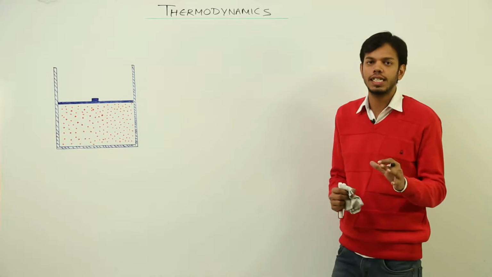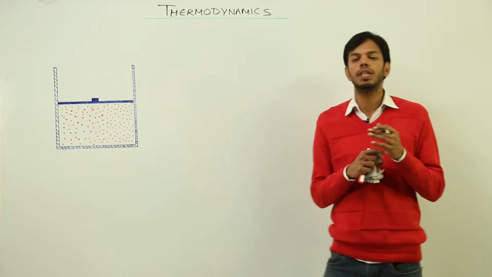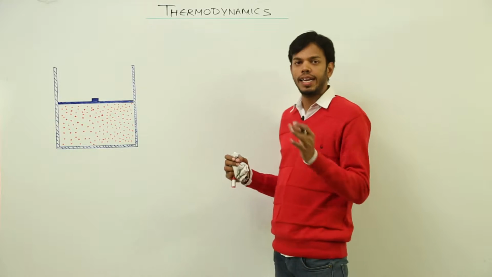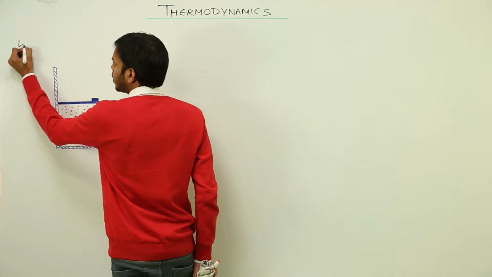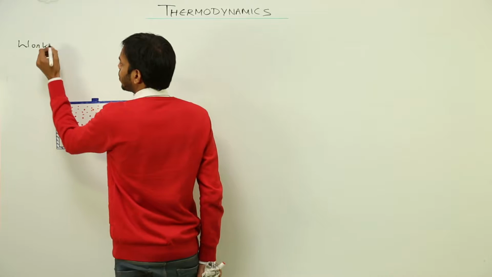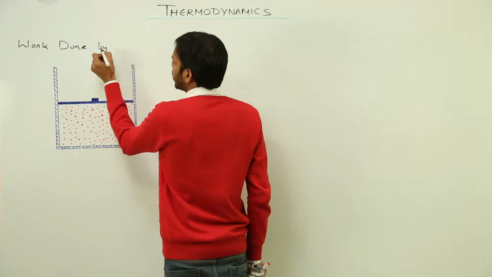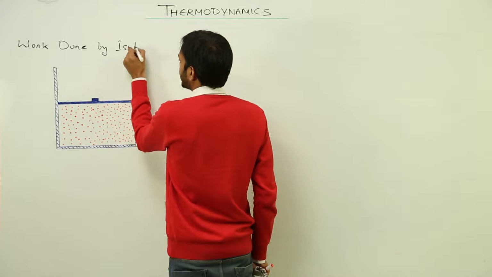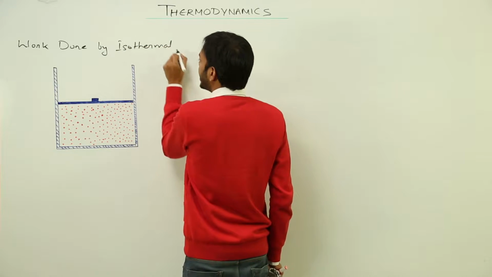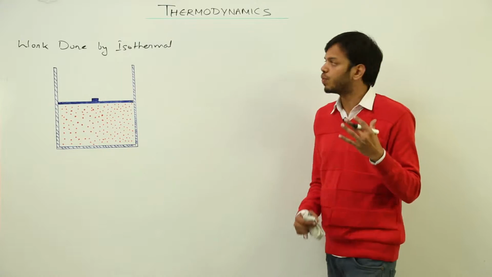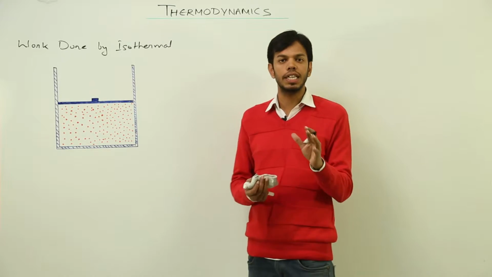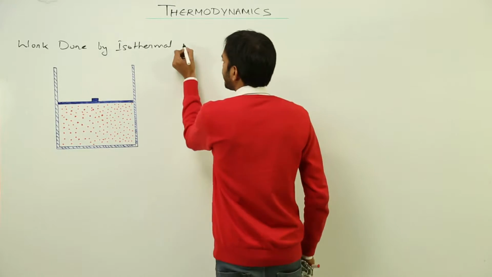Now that we have discussed the slopes of the PV diagram curve for both isothermal and adiabatic processes, we are going to start with work done in an isothermal process. To calculate that, we know that an isothermal process is a thermodynamic process in which temperature remains constant, right?